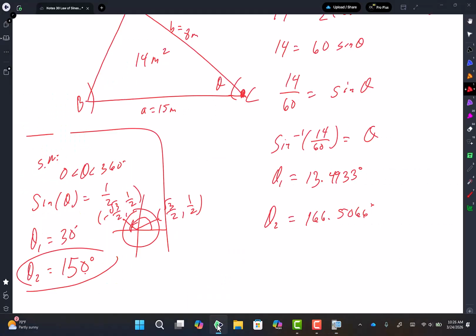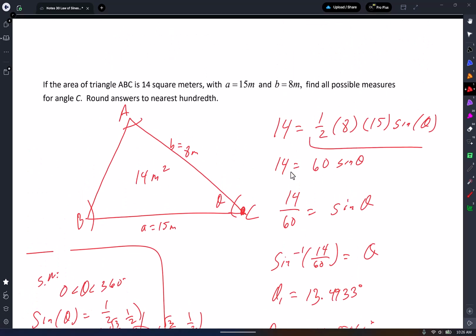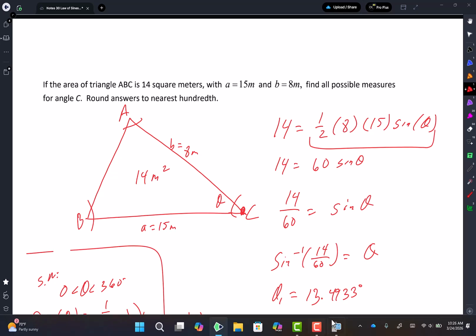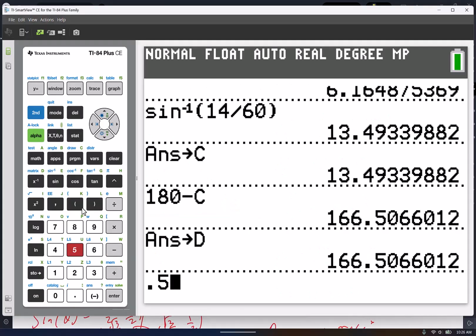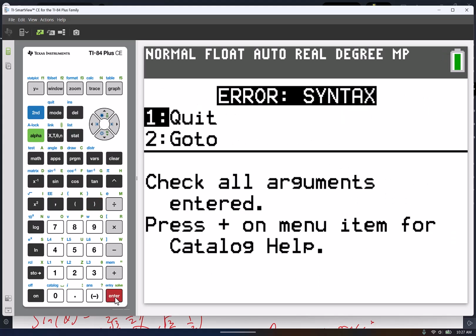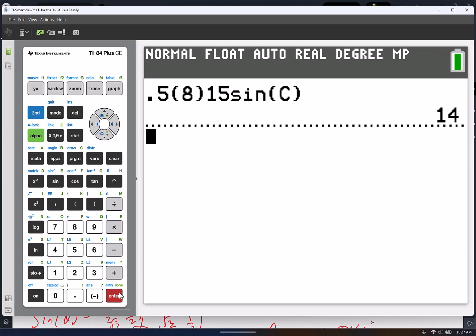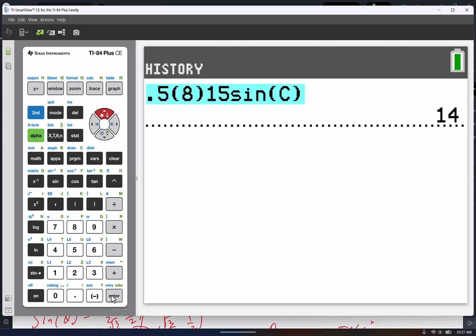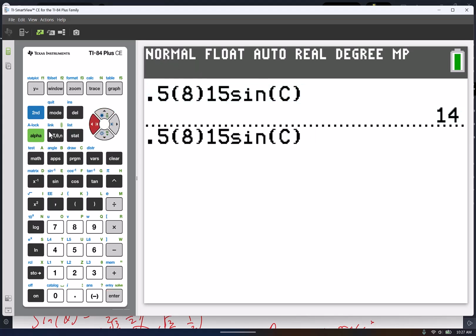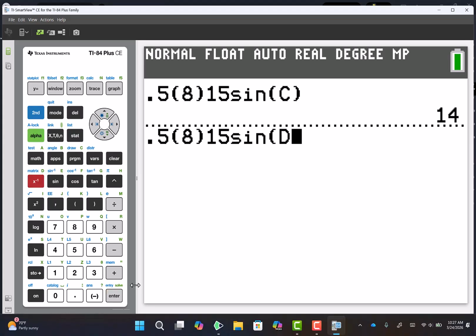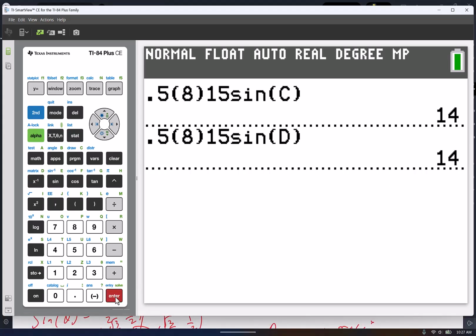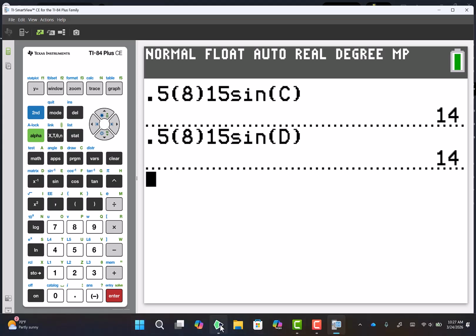Are you sure both answers work? I'm going to type it into my formula, and I better get 14. So 0.5 times 8 times 15 times sine of C. Obviously, this one's going to work. Oh, what happened? Oh, delete. Okay, now it should work. All right, look at that. Let me scroll up, and let's put the new angle that I got. I've stored that in D, alpha D. Let's see if I still get 14. See, I still get it. Cool or not cool? So this one has two possible angles.